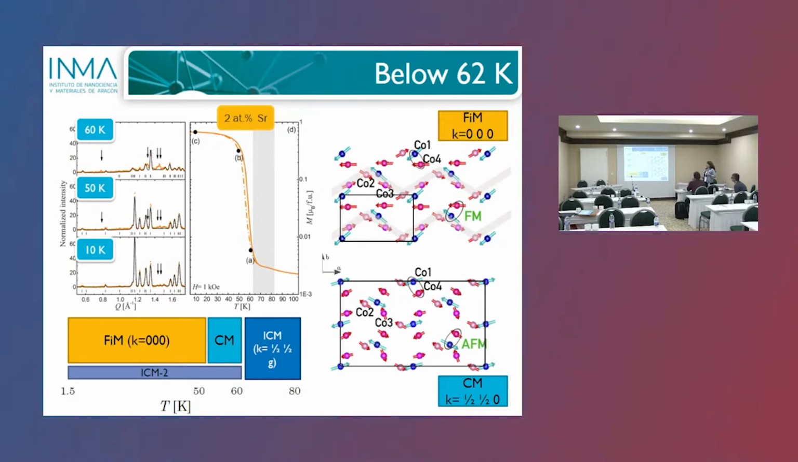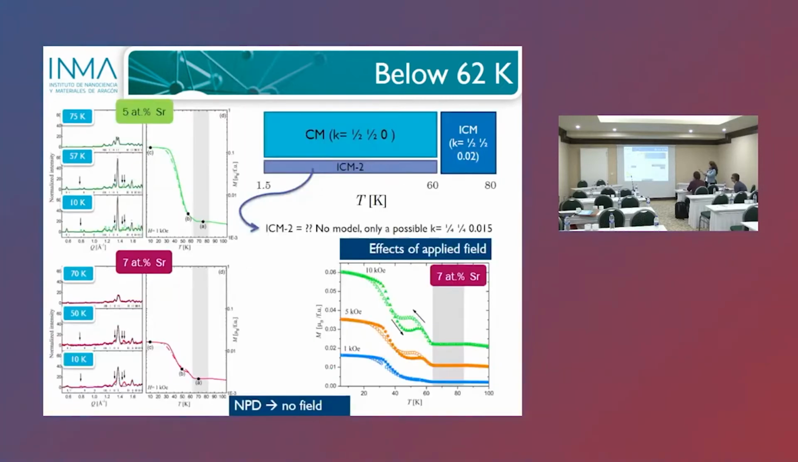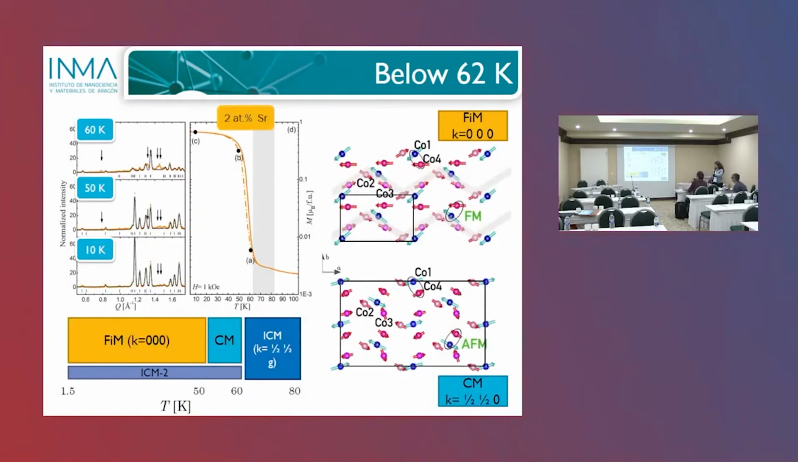Another thing that we observed, and is indicated with these black arrows, is very tiny additional peaks. These peaks are of a magnetic origin, and they are not accounted for by any of the models that I have been discussing, neither the ferrimagnetic one, nor the commensurate antiferromagnetic one. And so we call this a second additional incommensurate phase, because if you try to index the position of these peaks, they are compatible with a propagation vector that is also incommensurate.